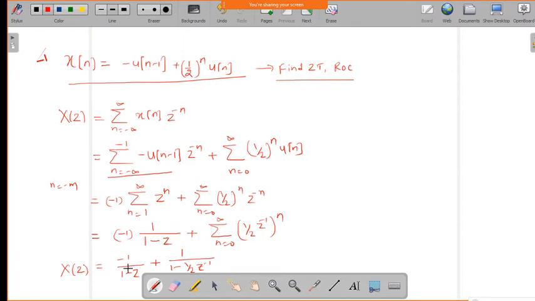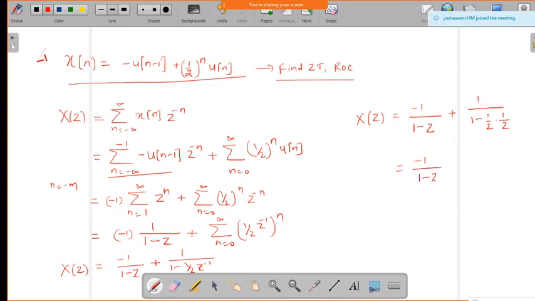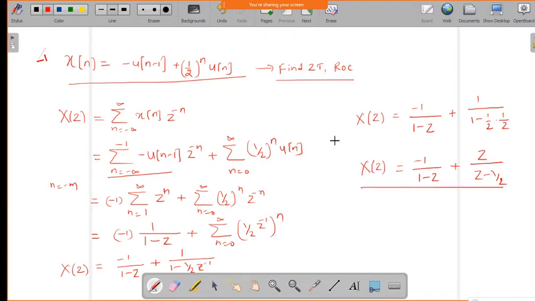Now we can do the simplification. It is equal to minus 1 over 1 minus z plus 1 over 1 minus 1 by 2 into 1 by z. If you do this manipulation, you will get minus 1 over 1 minus z plus, if you take z common here, z by z minus half. So this is the Z transform of the signal which is given here.